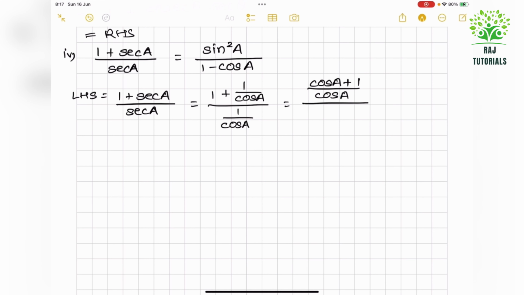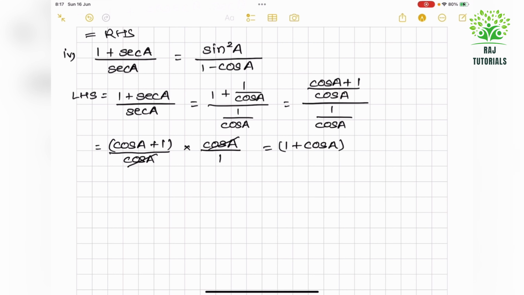So in the numerator, making LCM, I will get (cos A plus 1) upon cos A, whole upon 1 upon cos A. So now this will be (cos A plus 1) upon cos A into cos A upon 1. So cos A got cancelled, and I got 1 plus cos A.